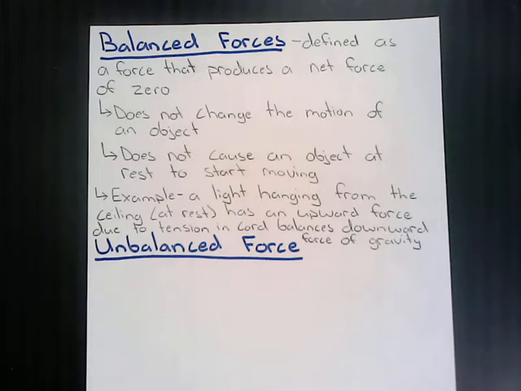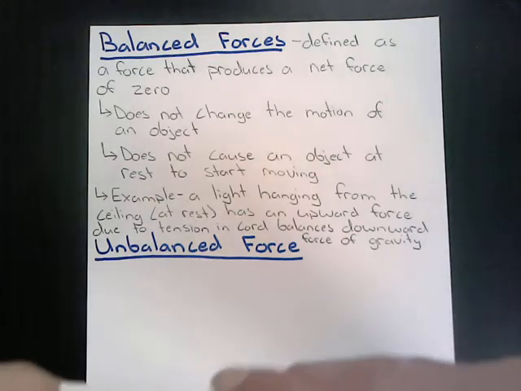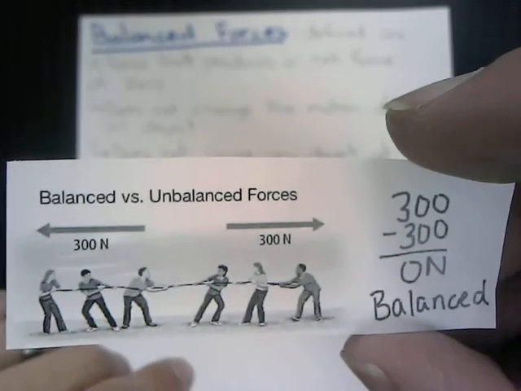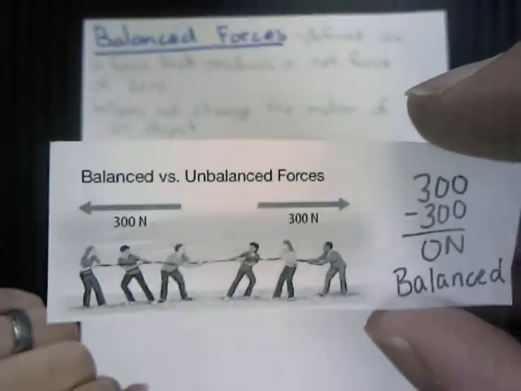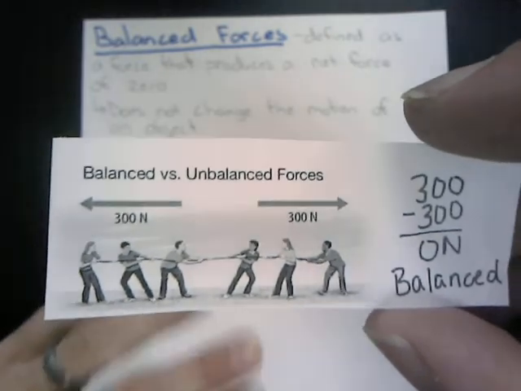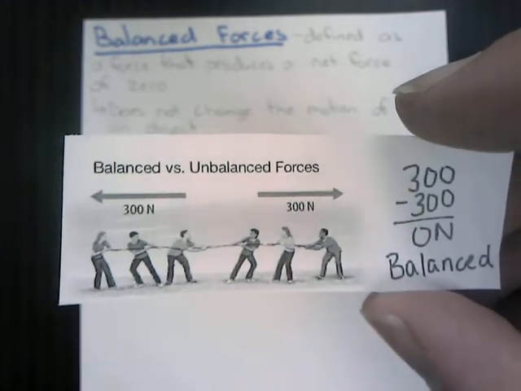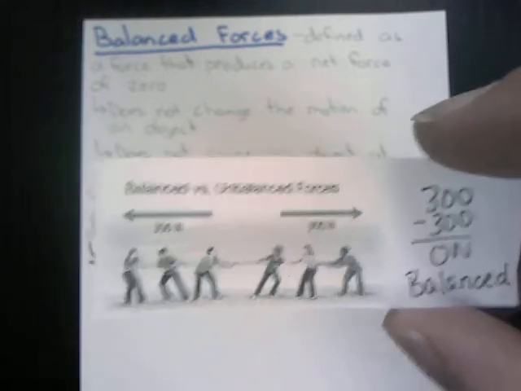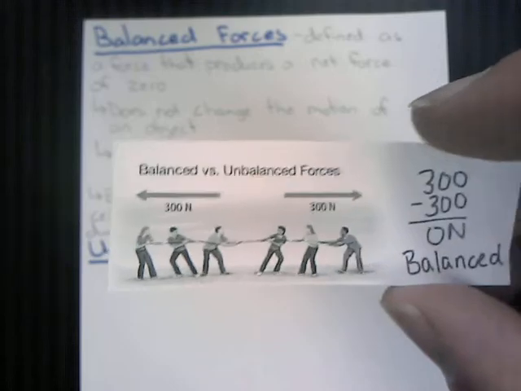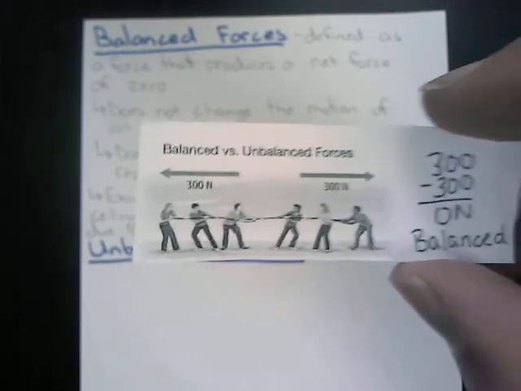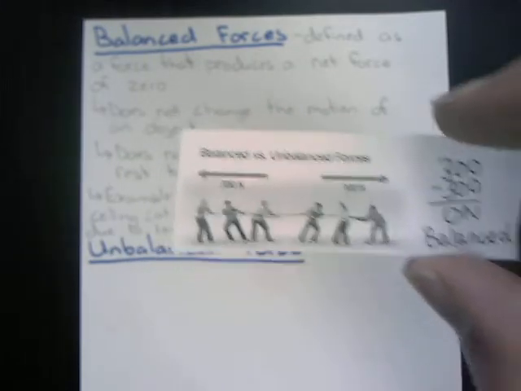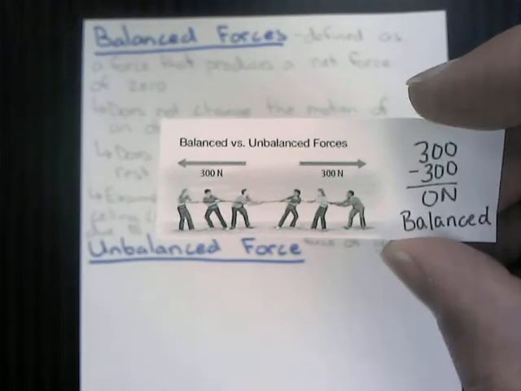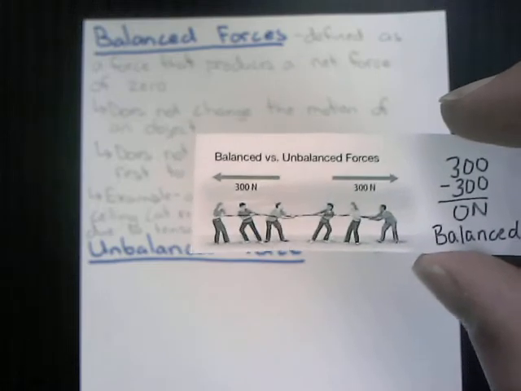Another really common way for us to understand balanced versus unbalanced forces is a game of tug of war. Let's say we have the juniors and seniors, and they are equally matched. If they're tugging on the rope and they're both pulling in opposite directions with the same amount of force, the rope's not going to go anywhere. You're going to have a very even game of tug of war, and that's because you have a balanced force.